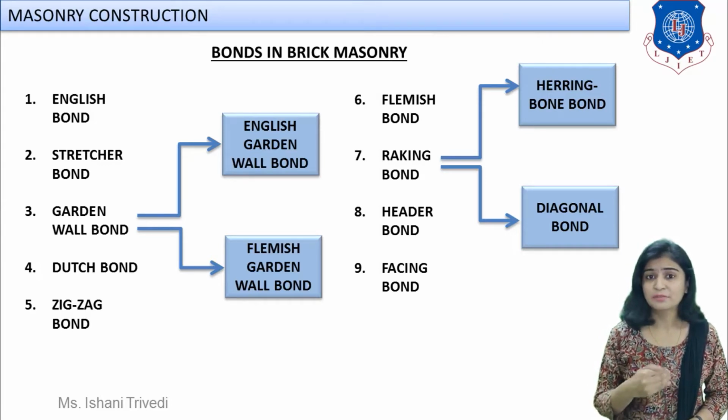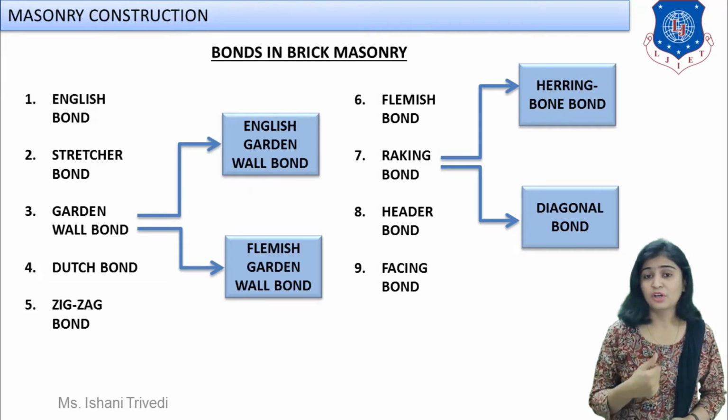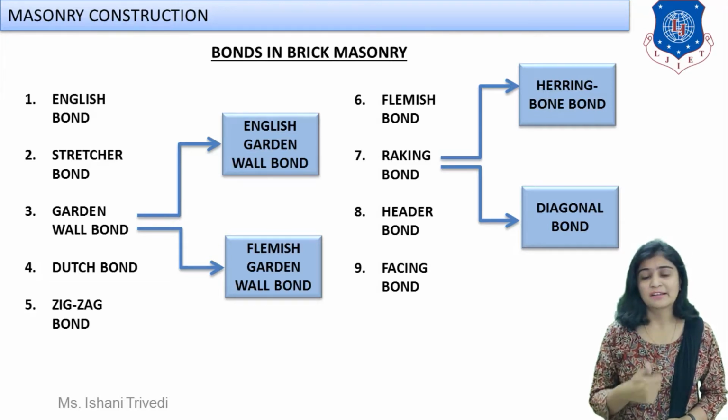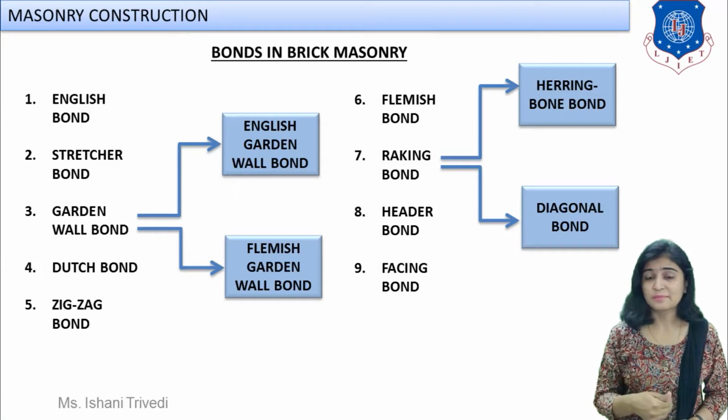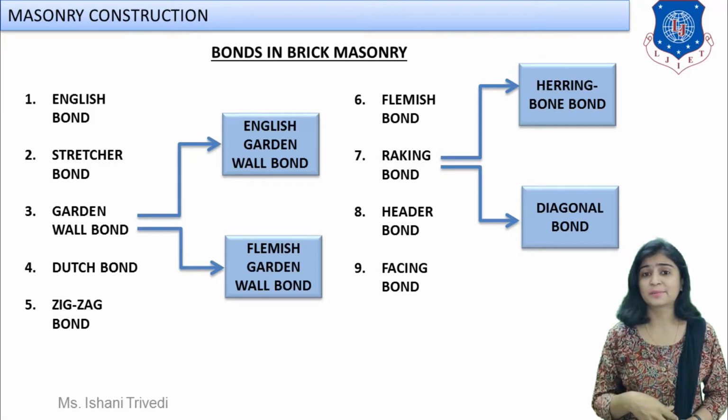Then we have garden wall bond. The garden wall bond is specifically used for non-load bearing walls, which are constructed in compounds and gardens. Further, that is divided into English garden wall bond and Flemish garden wall bond. Next we have Dutch bond. Moving forward, we have zigzag bond. The name itself says that the bricks will be arranged in zigzag pattern. Generally, it is used for flooring.